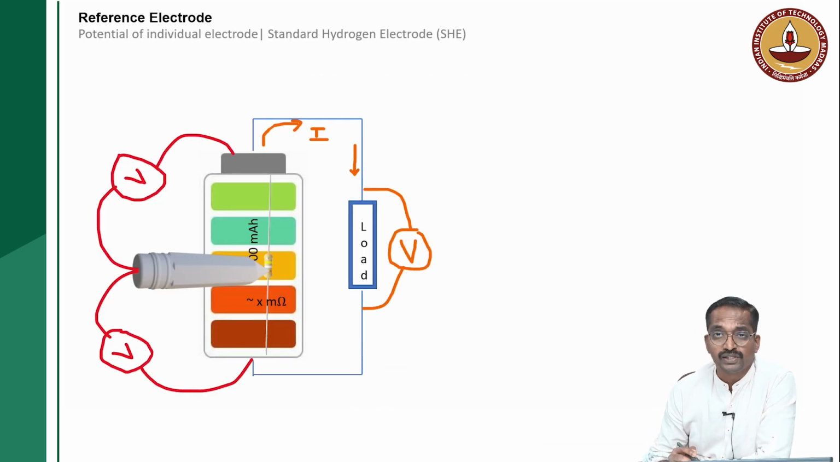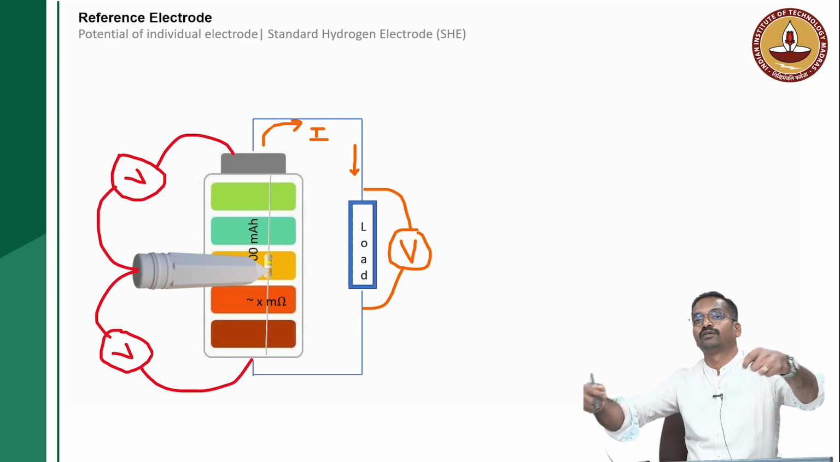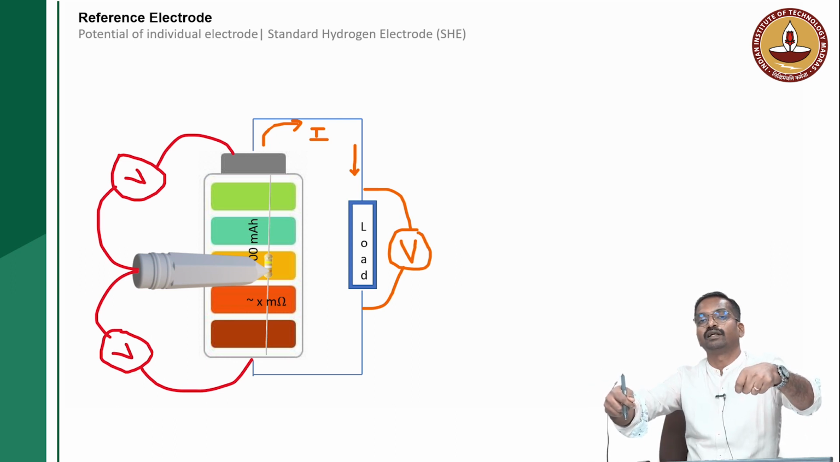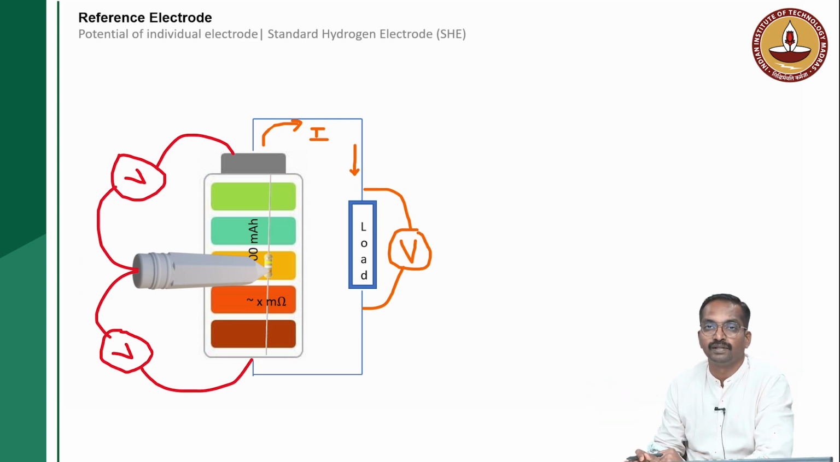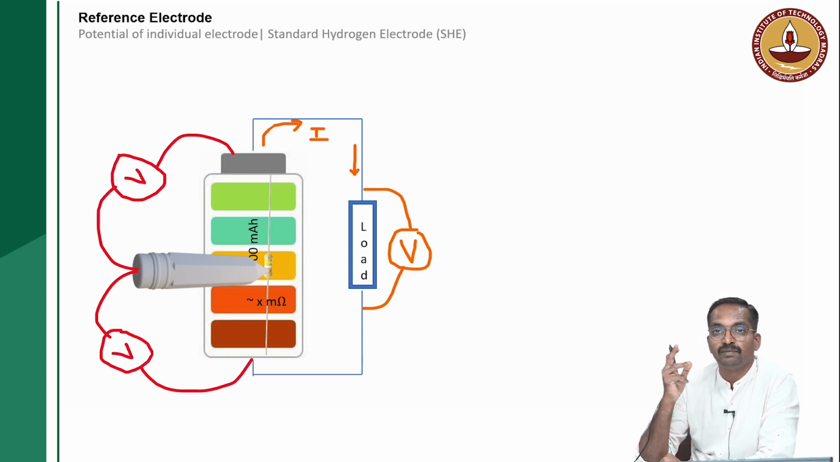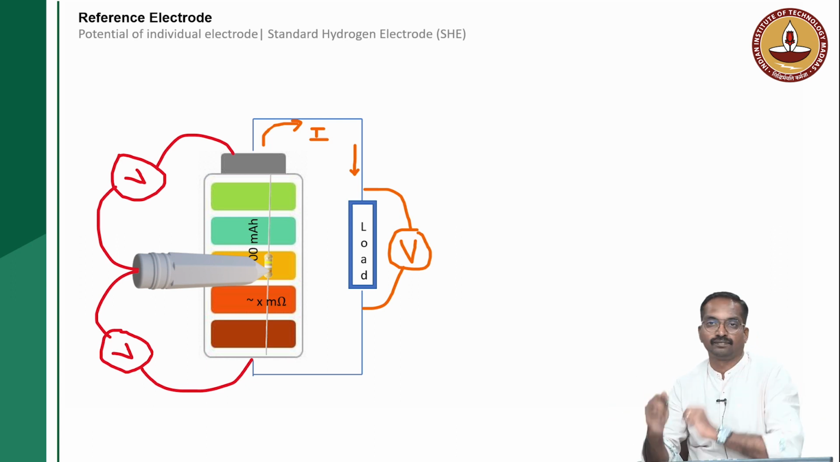Now, how do we measure the voltage of a battery? It is very simple. You take a voltmeter, connect it to both the positive and negative ends, and then you can measure the voltage of the battery, right. That means to measure the voltage of a cell or a battery, we need a minimum of 2 electrodes. 2 electrode electrolyte interfaces are needed in order to measure the voltage across a cell.